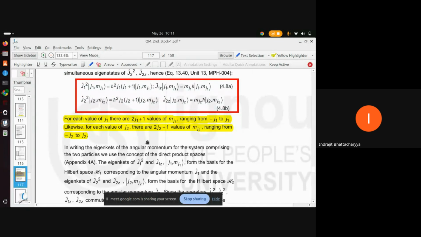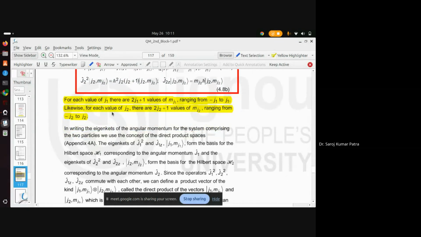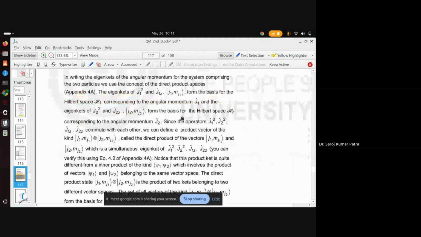So that's why we're taking over here that it takes 2J. So from minus J1 to J1, that means it is 2J1 plus 1. So similarly for J2, it will be 2J2 plus 1. So M_J2 will take those many values. All right.